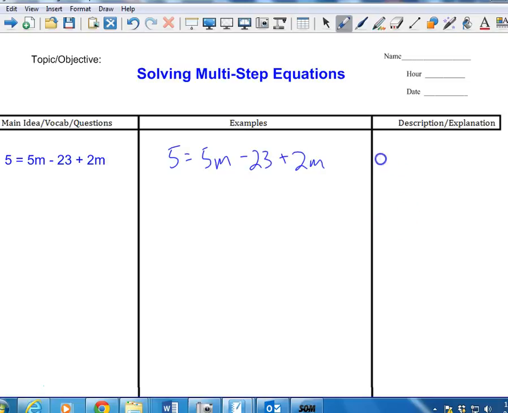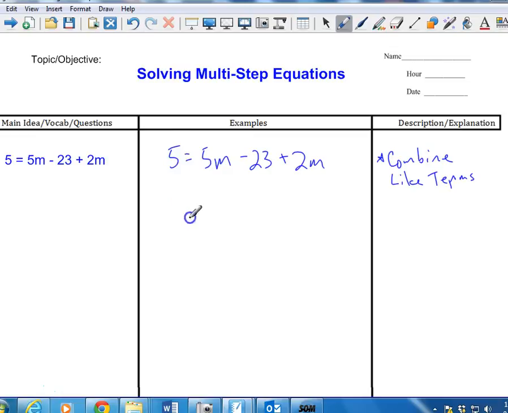And the first thing that we have to do is combine like terms. And combining like terms will get us closer to being able to solve this equation. And here's what combining like terms will look like for you. Excuse my sloppy handwriting there.